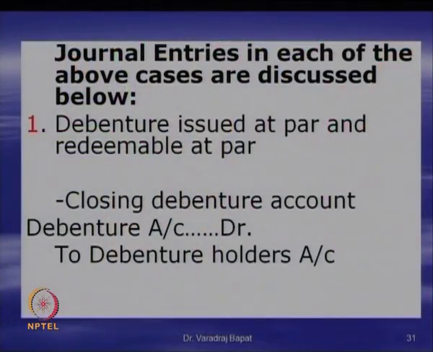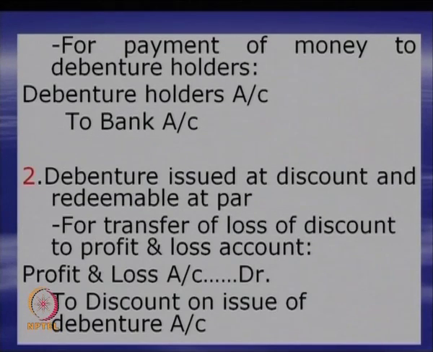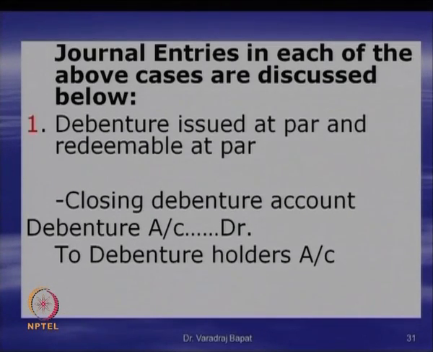Now, let us understand the entries for recording the redemption. When the debenture is issued at par and redeemable at par, then for closing the debenture account, it is debenture account debit to debenture holders' account. And when we pay, it is debenture holders to bank. Now, in this first case, both were at par, so issued at par and paid at par. Just try to see the basic entries because they will be repeated in all other cases.